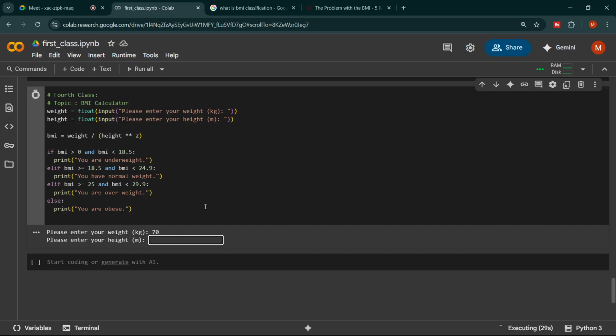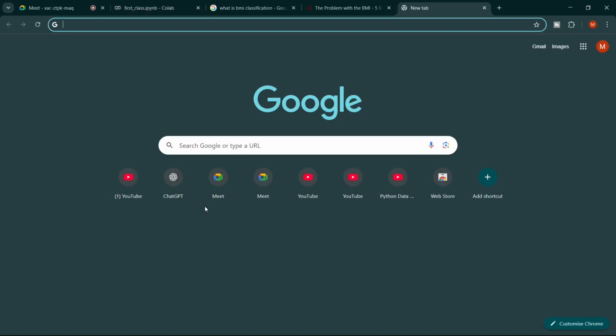I think you people should try this, and if you find any confusion or do not understand anything, you can ask me on WhatsApp. Right now I didn't write the code for that. So what we will do, we can actually convert the height into meters on Google.